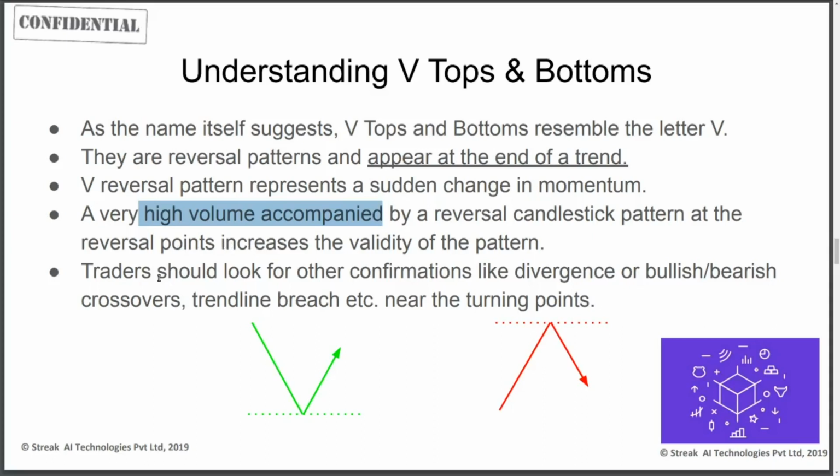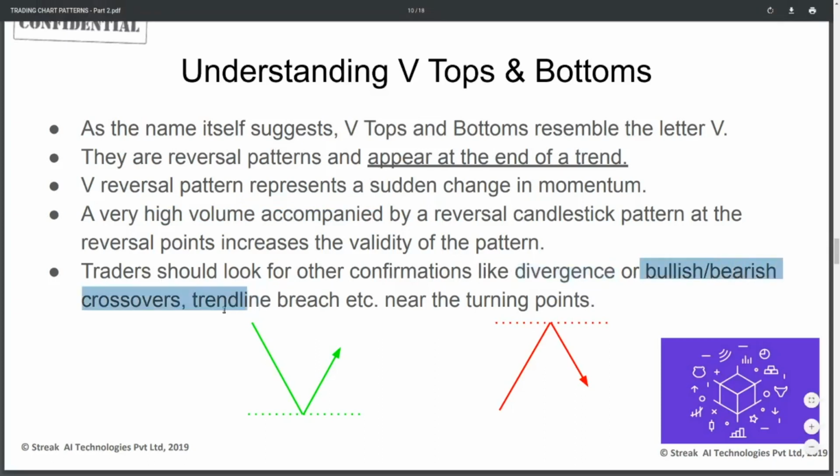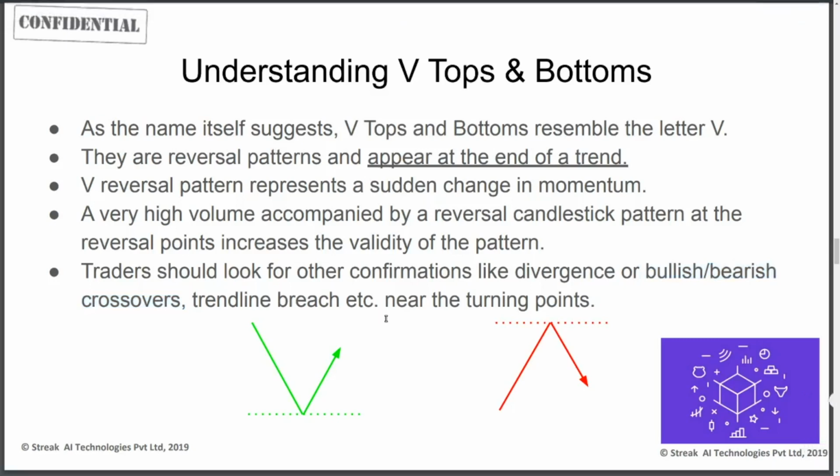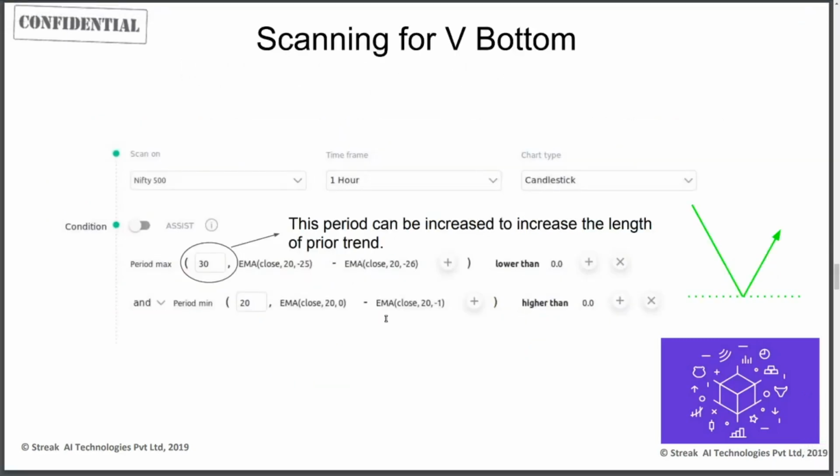Okay, traders should also look for other confirmations like divergence, which we have covered in one of our previous webinars, and bullish and bearish crossovers or trendline breaches near these turning points. Okay, so let's look at how they are created. These are very simple to identify. This is the period you can increase to basically increase the duration for which you are checking the prior trend. Very simple, only two line conditions, you can easily create it.